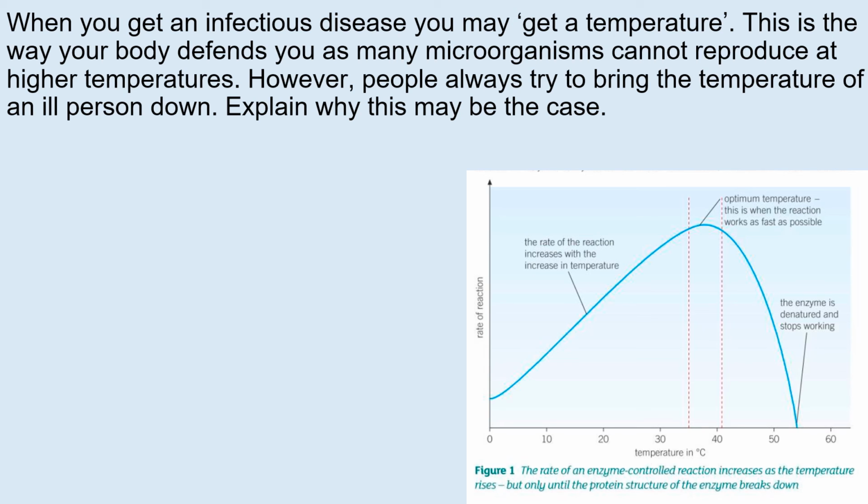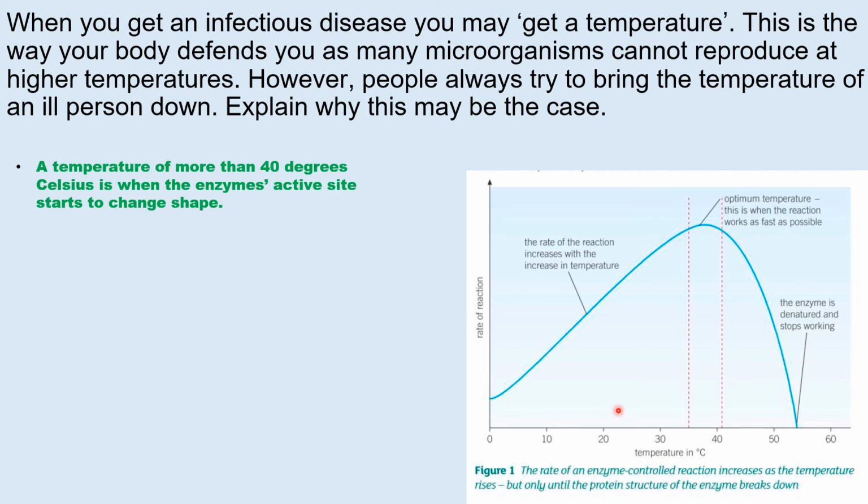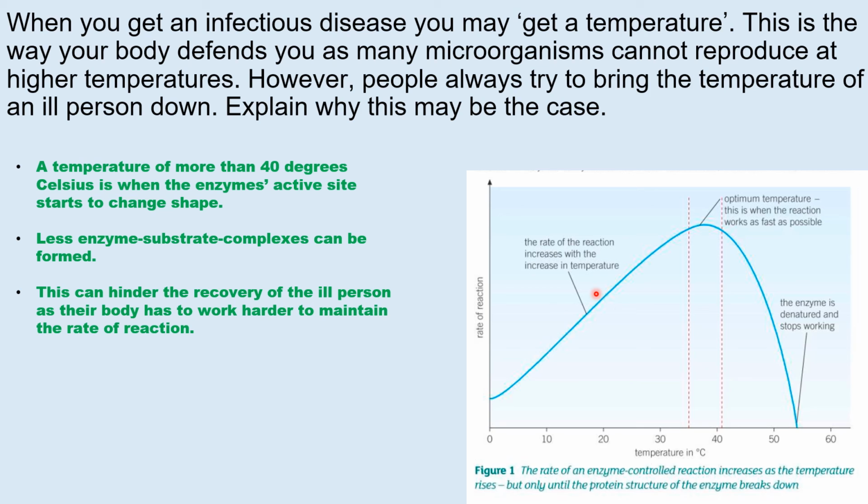This is the way your body defends you, as many microorganisms cannot reproduce at higher temperatures. However, people always try to bring the temperature of an ill person down. Explain why this might be the case. So you've got an explain question again, so that's another analysis question. So you need to analyse why you think this might be, relating it to what you know about enzymes and their denaturing. So a temperature of more than 40 degrees Celsius is when the active site of this enzyme in particular starts to change shape. So less enzyme-substrate complexes can be formed, and this can hinder the recovery of an ill person, as their body has to work twice as hard to maintain the rate of reaction.